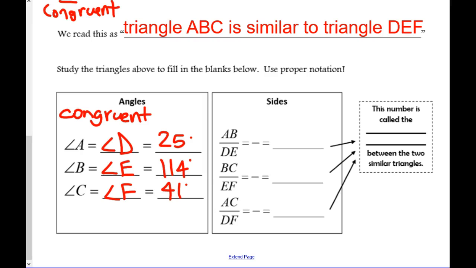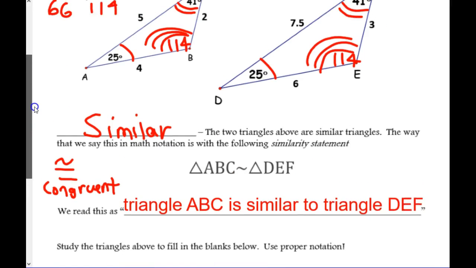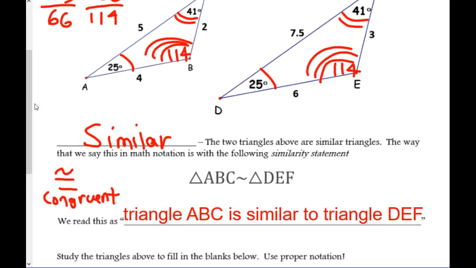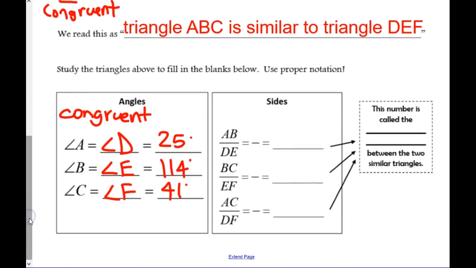Okay, so AB and DE, we need to make that into a fraction. So how long is AB? And how long is DE? So you tell me. What over what? AB over DE. So how long is AB? 4, and DE is 6. So 4 over 6 is what we're going to write for this fraction right here, okay? And then we are going to simplify it, but first we write it down, 4 over 6.